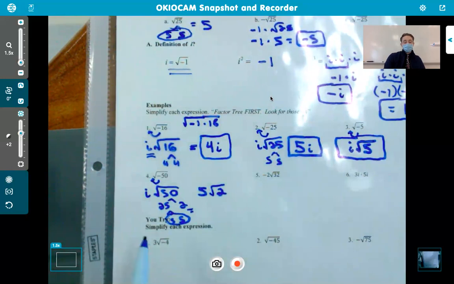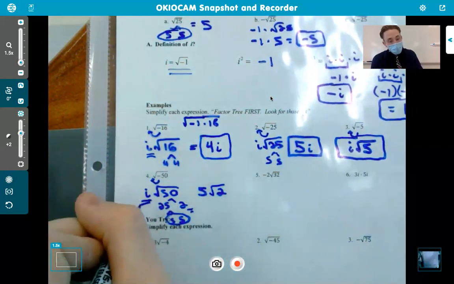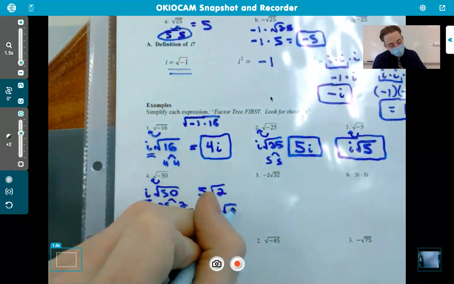So anything I can form a pair with, I put on the outside. That means that I took the square root of something, I pulled that out. What's left over, something I can't break down further, goes on the inside of my square root. But we can't lose sight of that i in the beginning. My answer here would be 5i square root of 2.